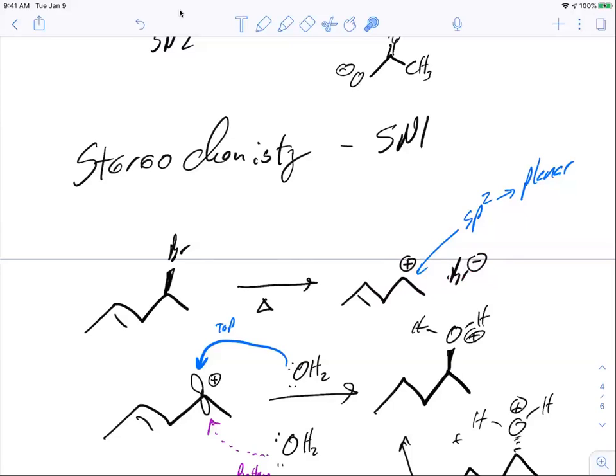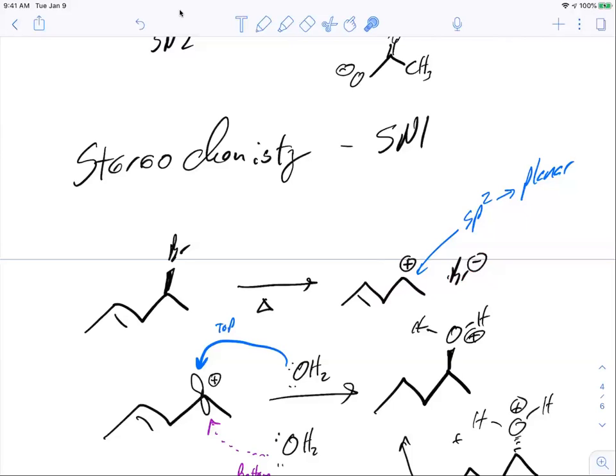Now, if I'm in a really good solvent, and SN1s like to have good solvents, what happens to the bromide? It gets solvated and floats away, and I have my carbocation that's also solvated, and now my nucleophile attacks either side it wants to. So there can be some subtle differences here. The takeaway of this is SN2 is only inversion. SN1 is inversion and retention.